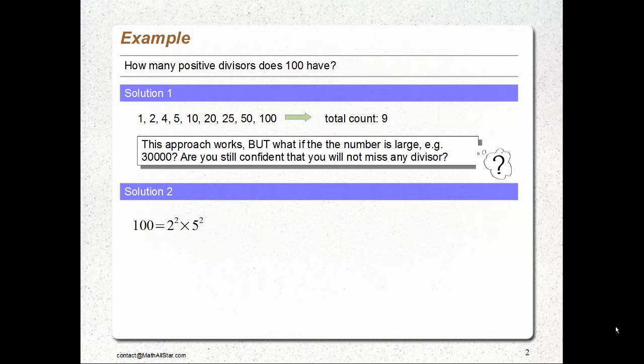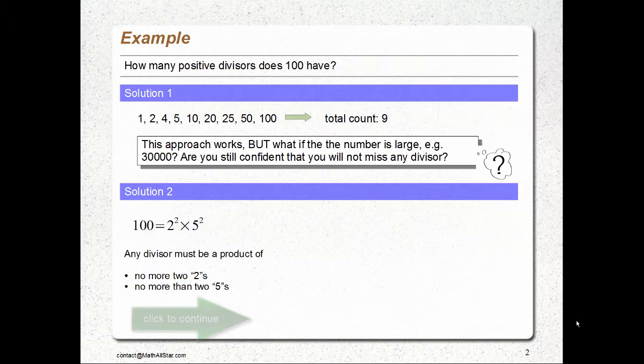First, let's do prime factorization. 100 equals 2 to the power of 2 times 5 to the power of 2. Therefore, we claim any divisor of 100 must be a product of no more than two 2s and no more than two 5s. Correct? A divisor can contain no 2, but it cannot have more than two 2s. Otherwise, it cannot divide 100. And such an example is 8, which is made up of three 2s. Make sure you agree with this claim because it is the key to the next step.